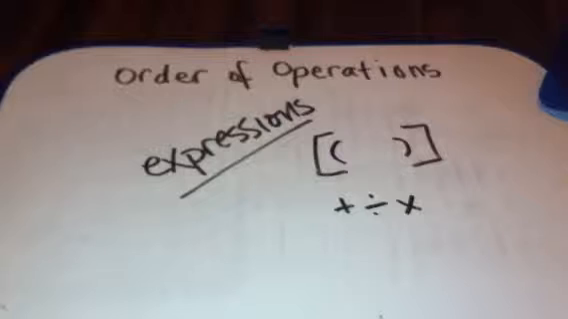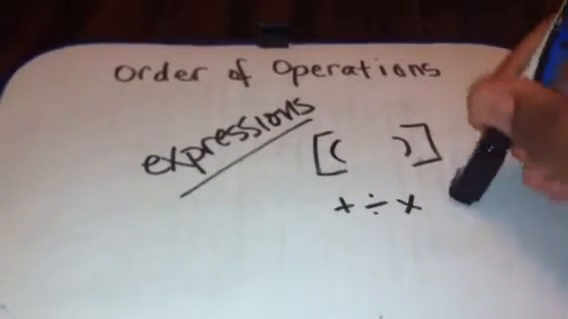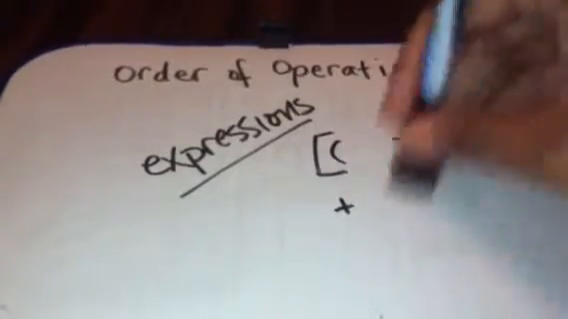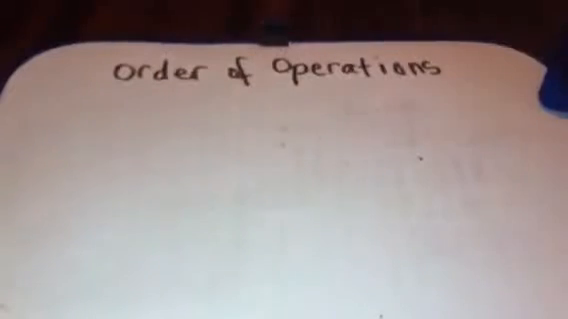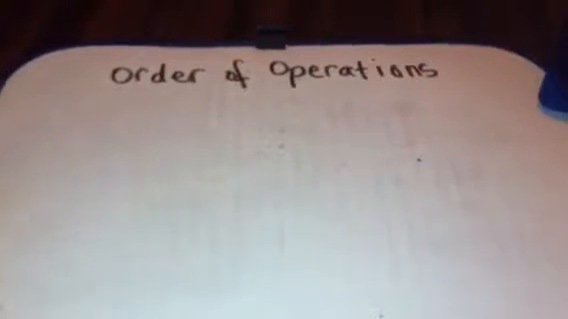And the problem is that if everybody created their own method and their own way of doing a mathematical expression, there would always be a different answer. So they had to create a system where we would do things in a certain order. And that's what the order of operations is for.